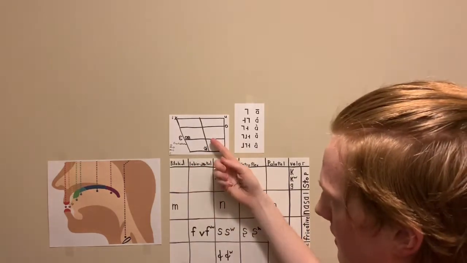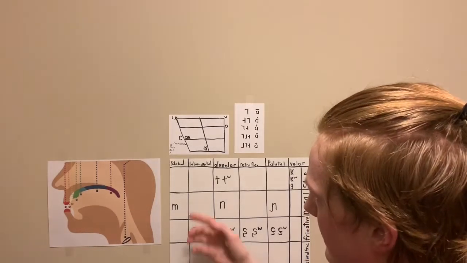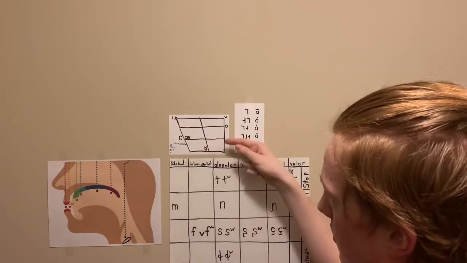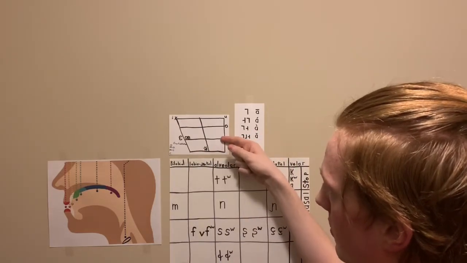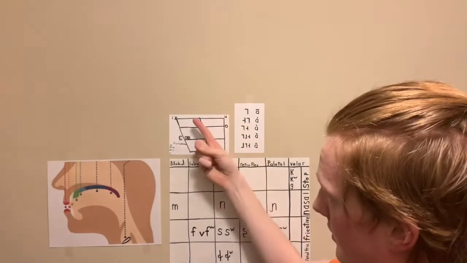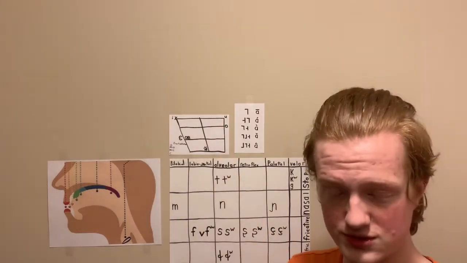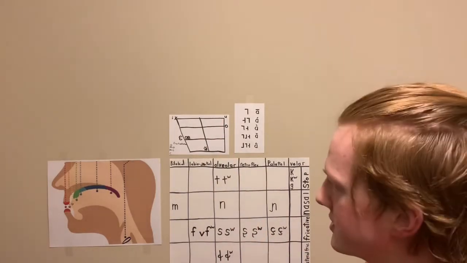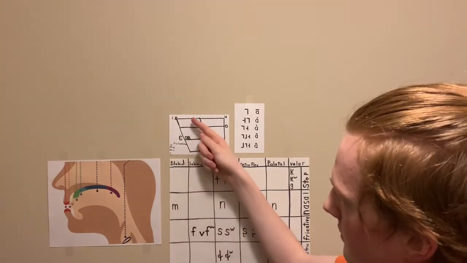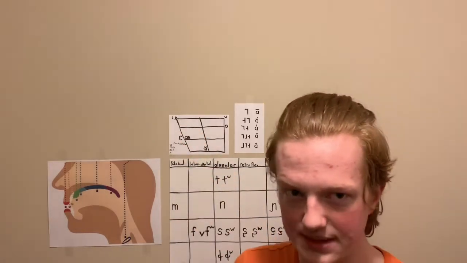This chart is supposed to resemble the human mouth, and is divided into different categories based on the lines that you see here. So we have open, mid-open, mid-close, and close vowels, and then we have front, central, and back vowels. The first vowel that we're going to be looking at is the front closed vowel, E.